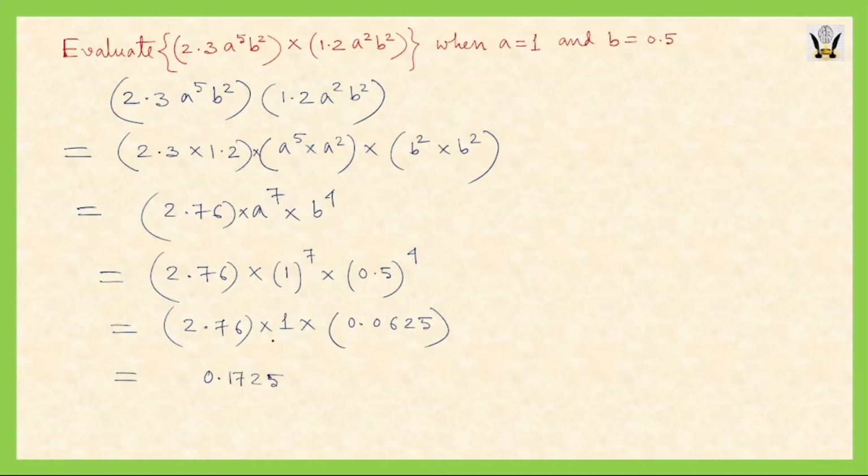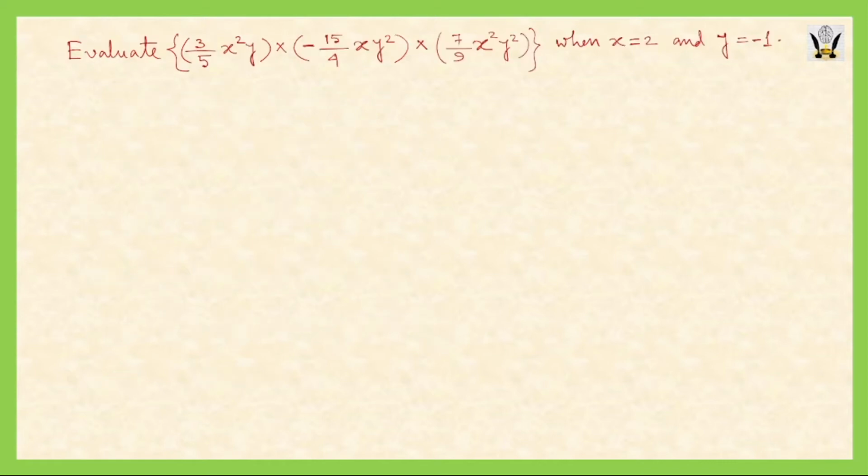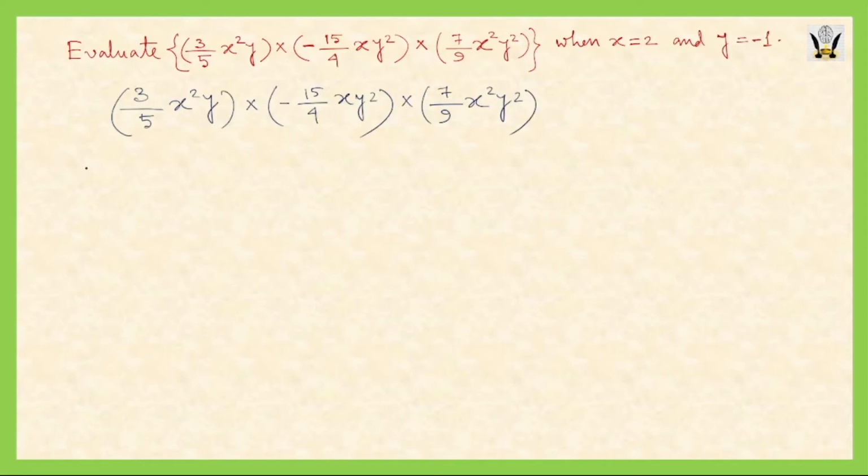Now the next problem is again about multiplication, and here again the values of x and y are given. If we evaluate the three terms in this algebraic expression, we find that there are only two variables, x and y, so we will not face any difficulty in simplifying this expression. So what we will do here is the same thing we did before. Separately the constant terms will be multiplied.